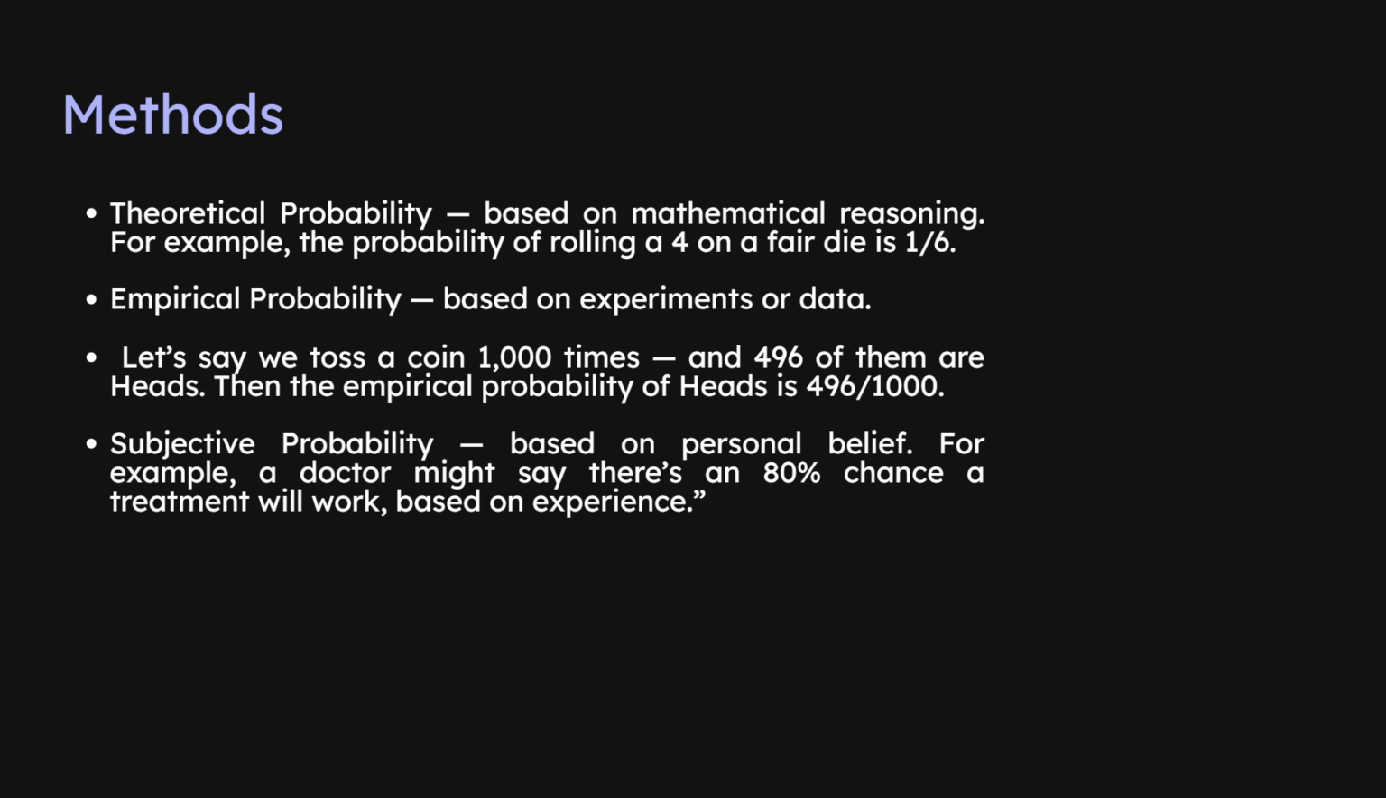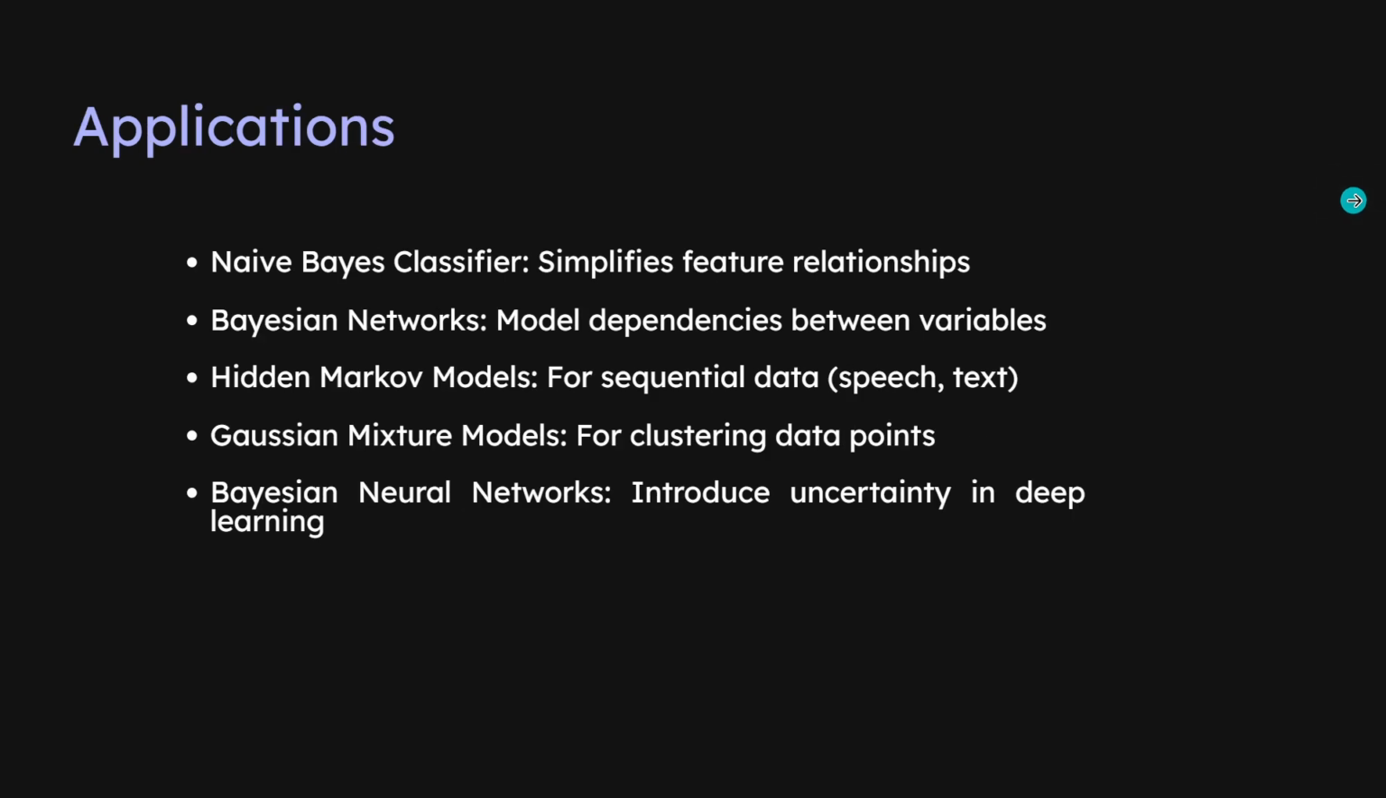When it comes to subjective probability, it's based upon personal belief. A doctor might say there's an 80% chance the treatment will work based upon their experience. This is how subjective probability works. And when it comes to applications: naive Bayes classifiers, Bayesian networks, hidden Markov models, Gaussian mixture models, and Bayesian neural networks. So probability concepts are widely used in machine learning across these various models.